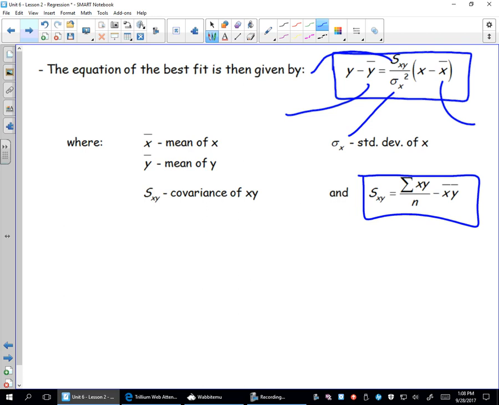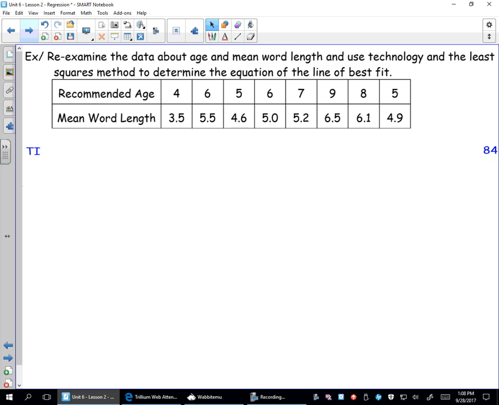And now the good news is, we don't have to do this by hand. We could calculate all these things. They're not hard to do, it's just really time consuming. So we know that we have some technology that we can use that will help us do the problem. So let's take a look at yesterday's example. Same question, but we're not doing this by hand anymore.